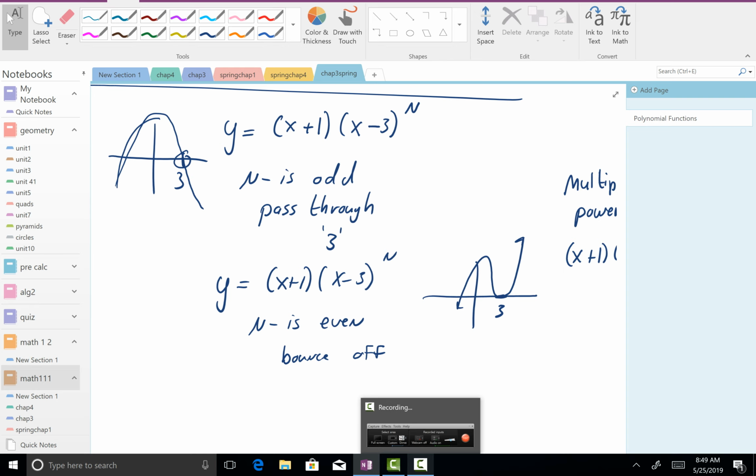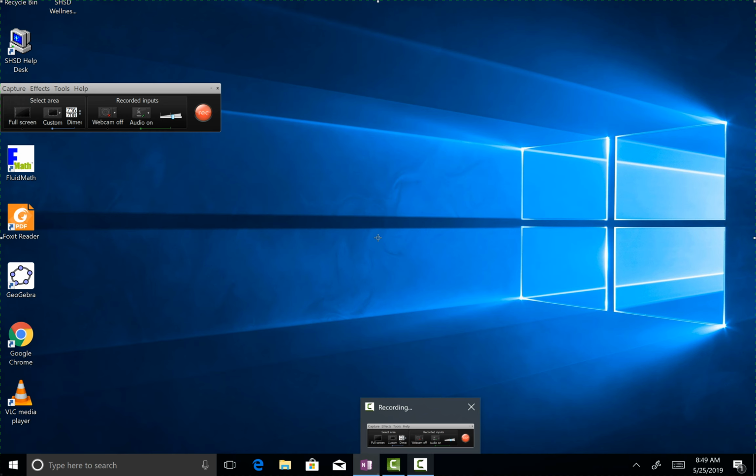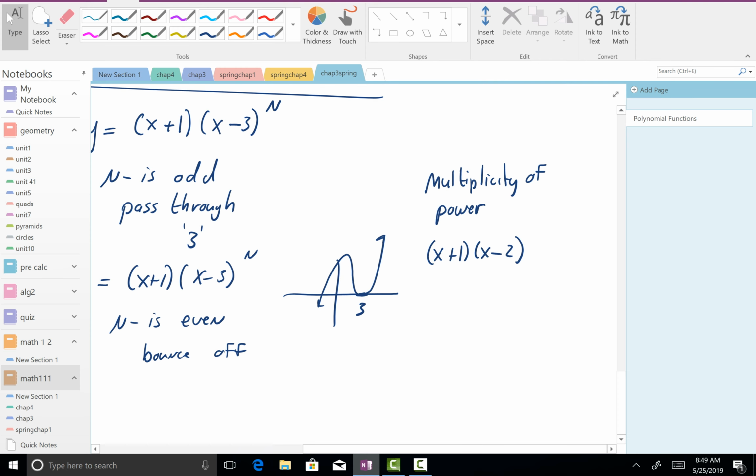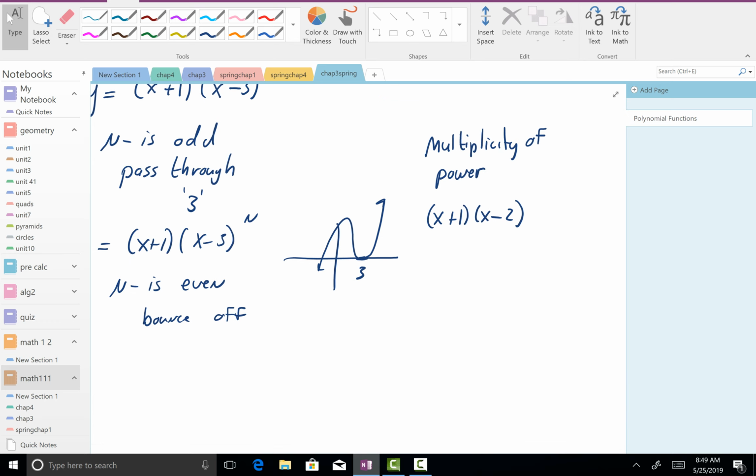Then here we have a multiplicity, which is the power of the factor. So if I have, say, a 2, then we would say that has a multiplicity of 2. If it is a 3, then we say it has a multiplicity of 3. And that's all they have on that.